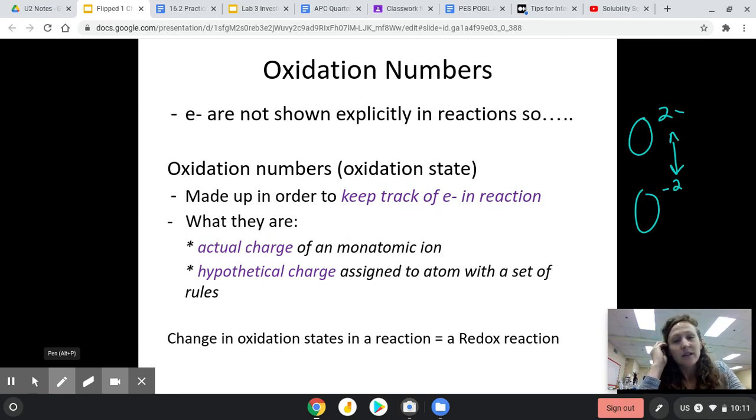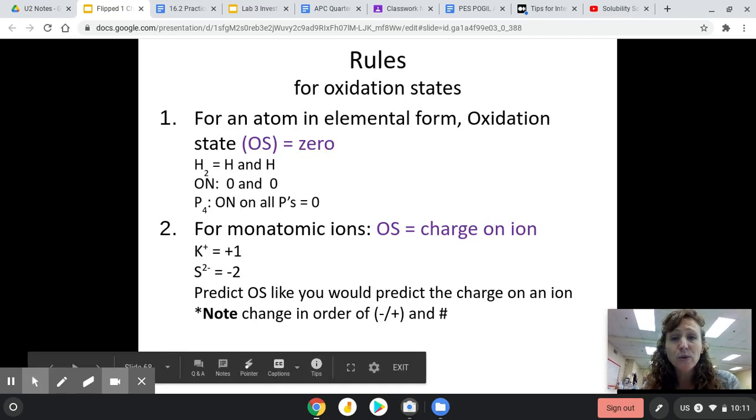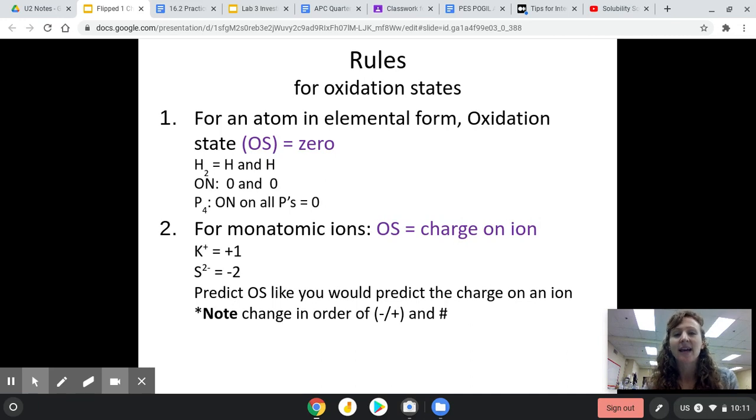Okay, so there's a couple rules to establishing oxidation numbers that help you figure out where these electrons are and where they travel to. So let's talk about what those rules are. Most of the rules are super straightforward. And if you were to guess what the hypothetical charge is, you would probably guess these rules correctly. A bunch of these you could probably make up yourself.